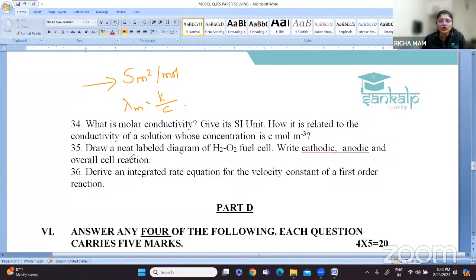Next question: draw a neat labeled diagram of the H2-O2 fuel cell and write its cathodic, anodic and overall cell reactions. You have to write the cathodic and anodic reactions. So how the diagram will be, just see.